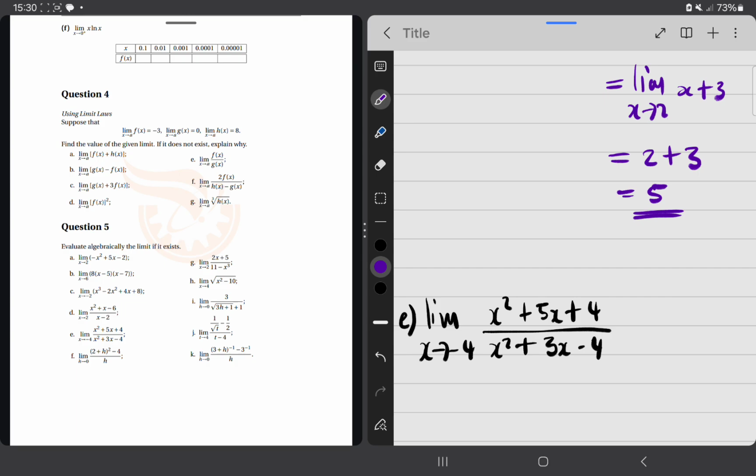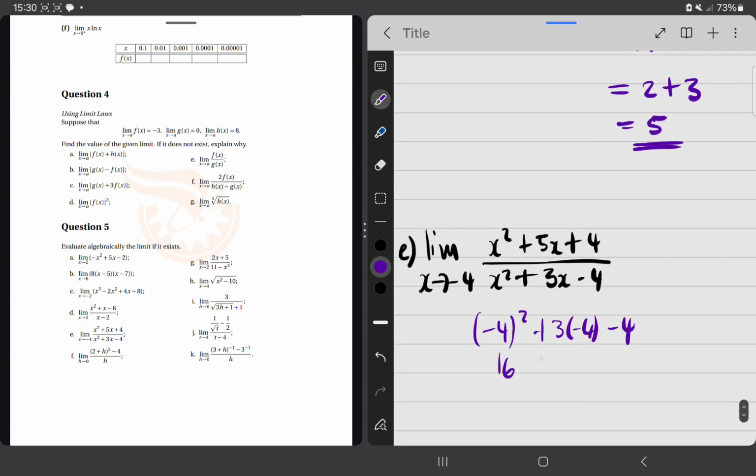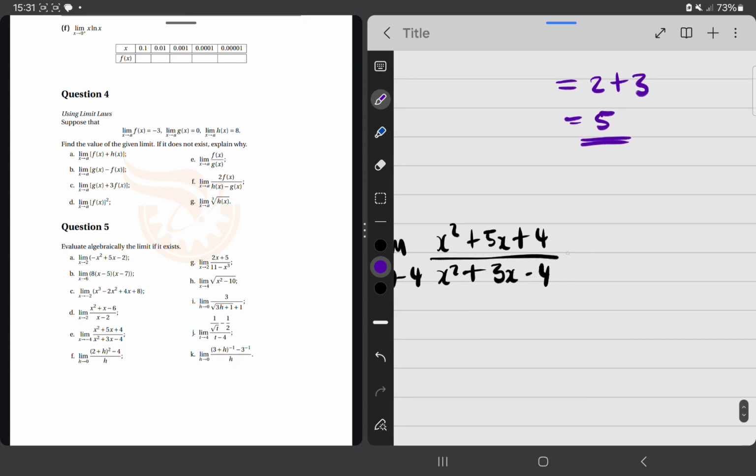So the moment I see this, I'm going to try to see if -4 will take me to 0. You can do it by putting it in your calculator: -4 all squared plus 3 times -4 minus 4. What am I going to get? This is 16 plus, 3 times -4 is -12, minus 4. This is 16 minus 16, which gives me 0. So I can't do the substitution method. So what am I going to do here?